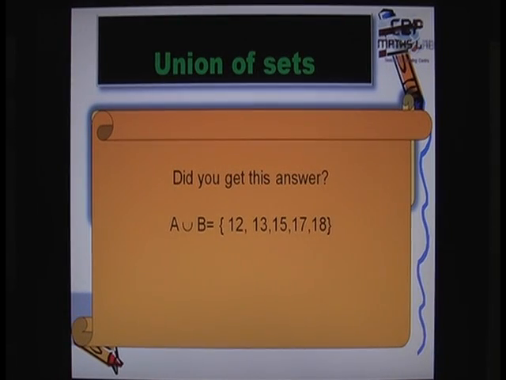Good. Let's see what your answer should be. Did you get this answer? A union B equals 12, 13, 15, 17, and 18. Did you get that answer?